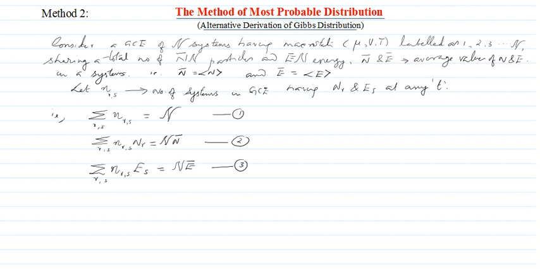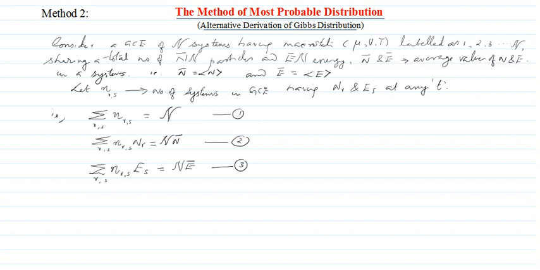A similar type of constraint equation we had written in the beginning for the canonical ensemble also, where the second constraint was absent. You can see that only the constraint sum of n_r E_r equal to N into E bar, and sum over n_r equal to N.